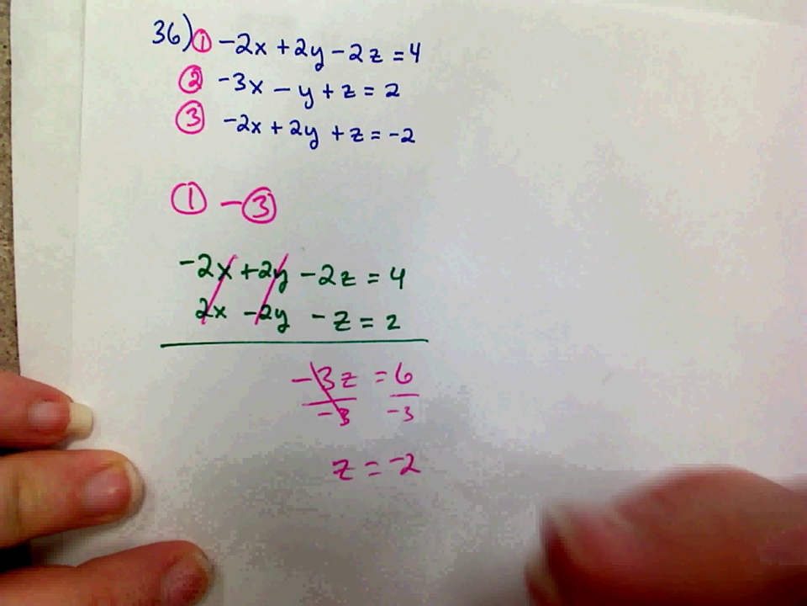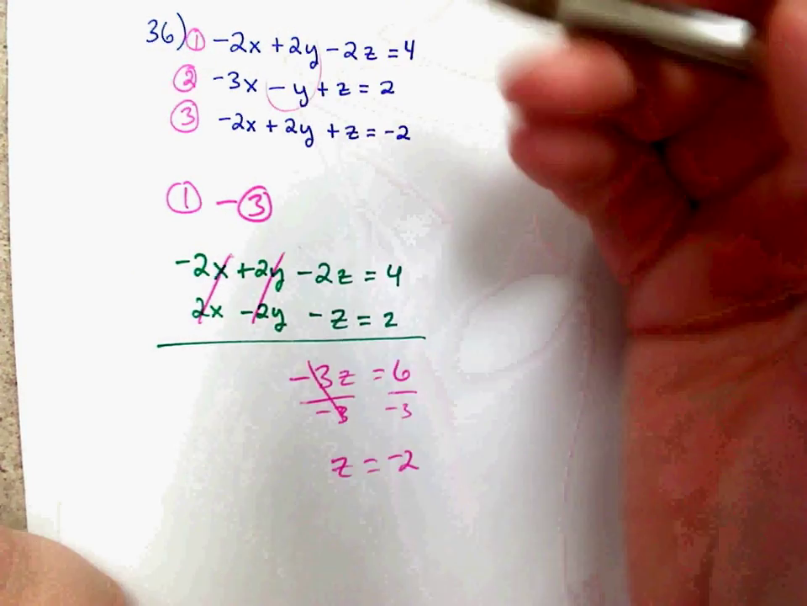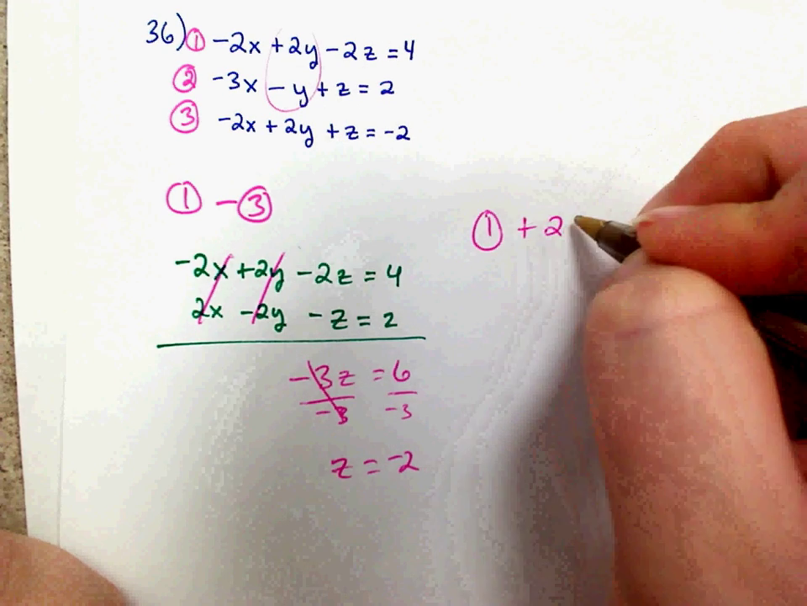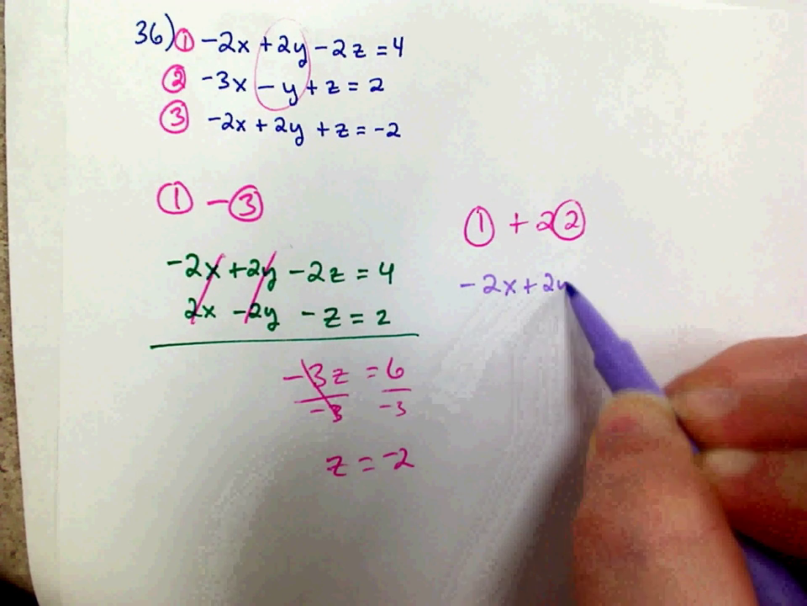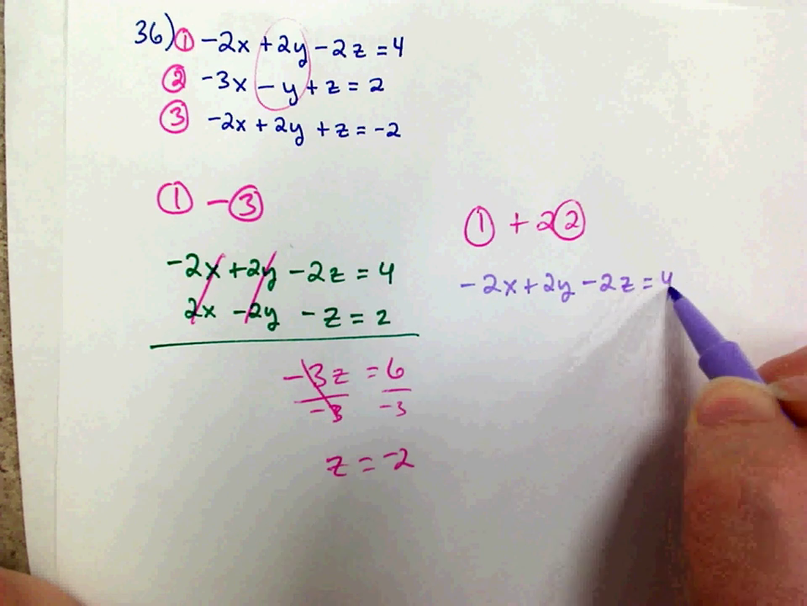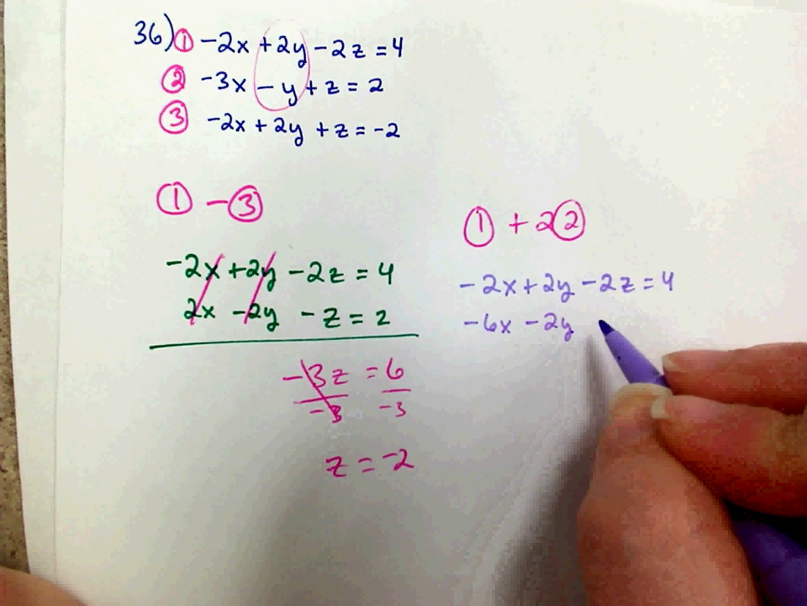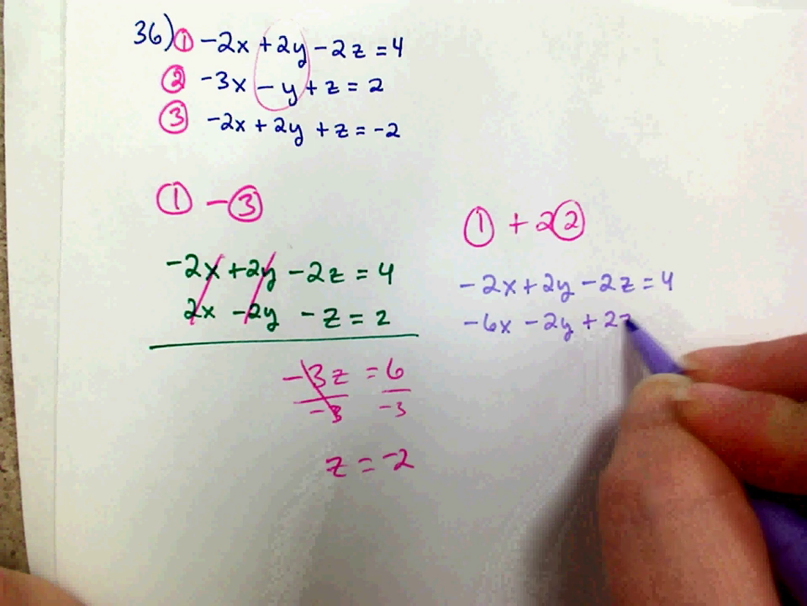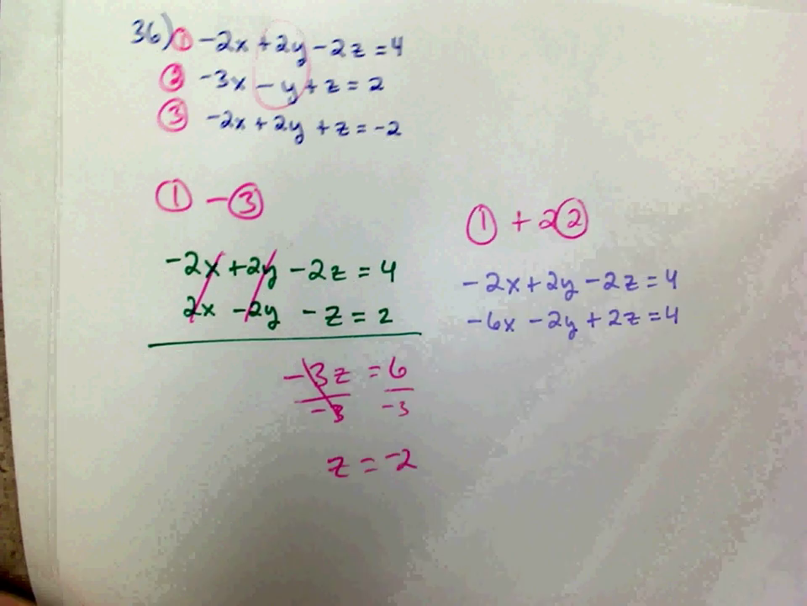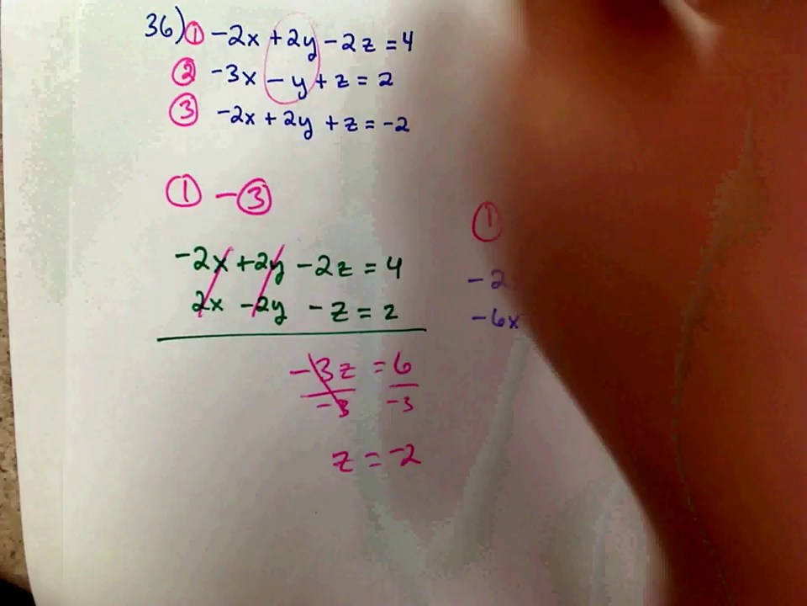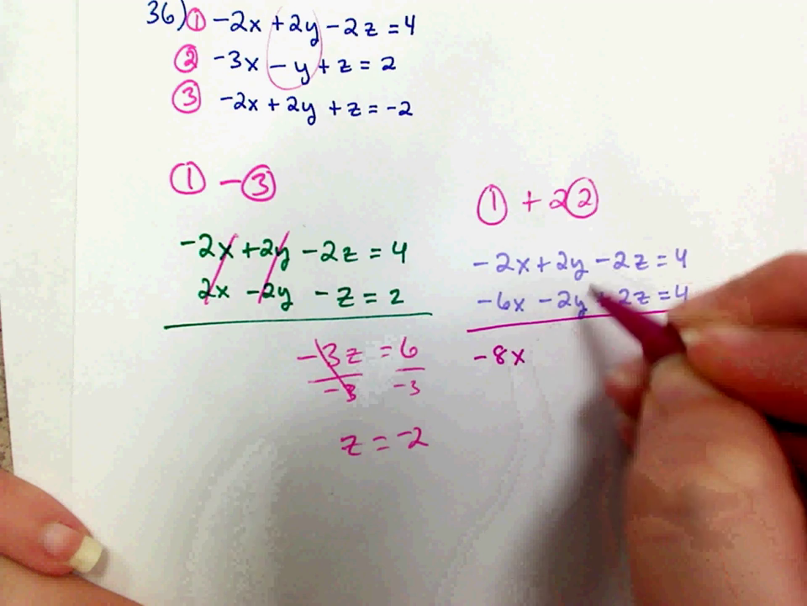So I targeted y, so I'm going to keep going with y's. I'm going to pick these two, and I'm going to multiply row 2 by 2. So row 1 plus 2 times row 2. So row 1, negative 2x plus 2y minus 2z equals 4. 2 times row 2, I've got a negative 6x minus 2y plus 2z equals, sorry, 4. I'm going to multiply by 2. 6, 2, and 4. Okay, add them up, and I get negative 8x, those cancel out, and I'm left with 8, x equals negative 1.